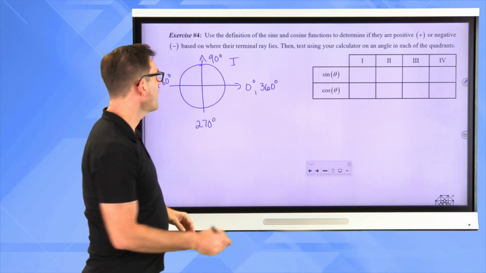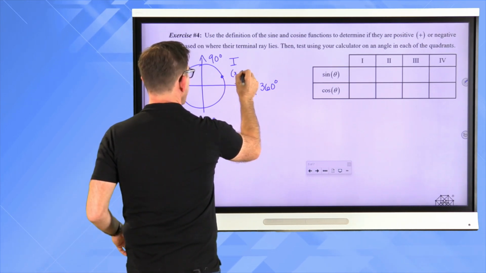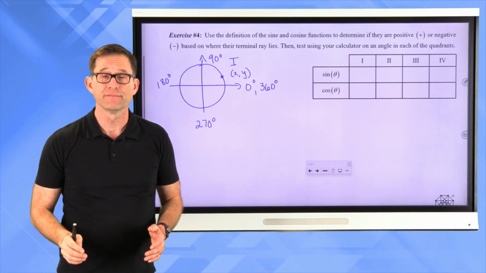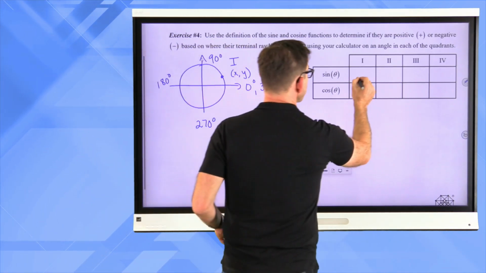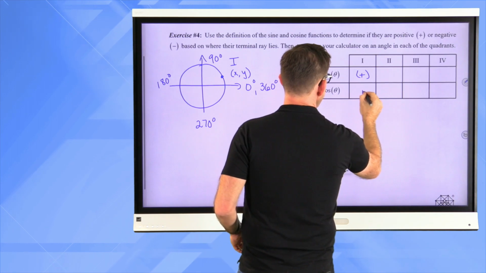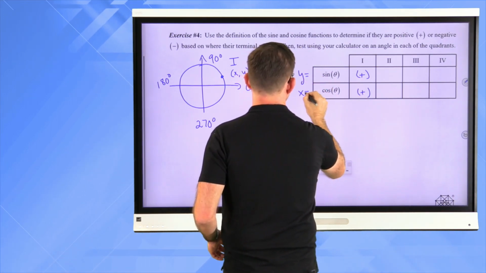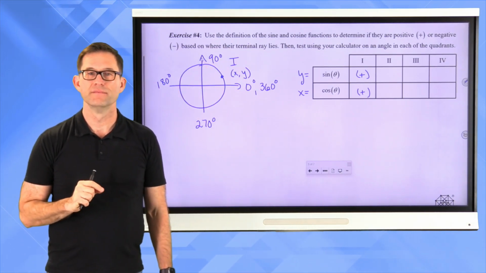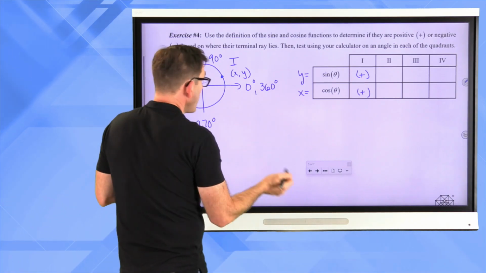Well, if I'm in quadrant 1 and I had some xy point, both x and y would be positive. Therefore, since y is positive, sine is positive, and since x is positive, cosine would be positive. Okay, and by the way, that's simple enough.